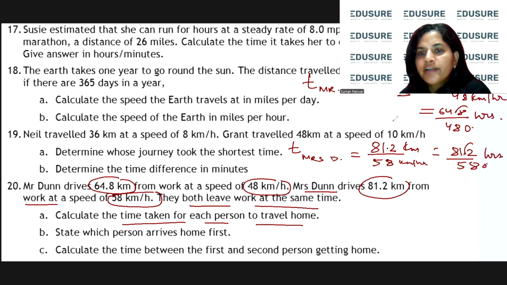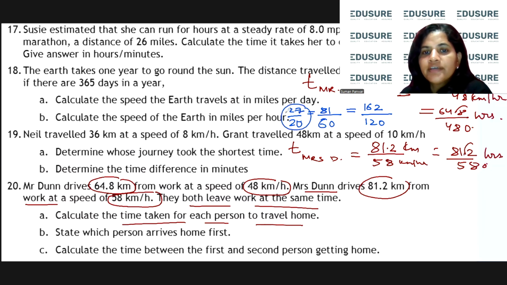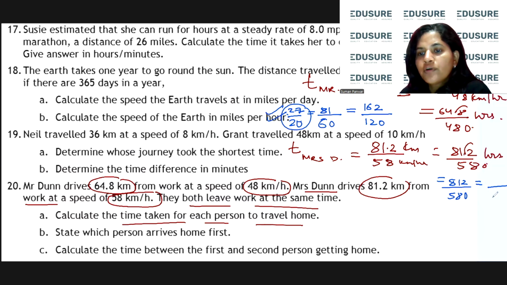So 648 by 480. This is 2 times 60, and this is 81 by 60, and then divided by 3. So 3 times 20, 3 times 27. So for Mr. Dun, 27 by 20 hours. For Mrs. Dun, 812 by 580. So let's do it by 4. So 4 times 1, then this should be 145, and 812 by 4 is 203. Okay, so here is where I land up.